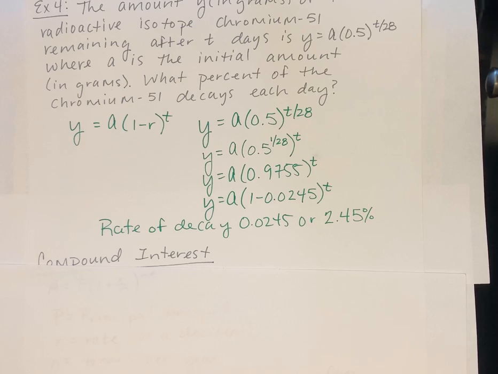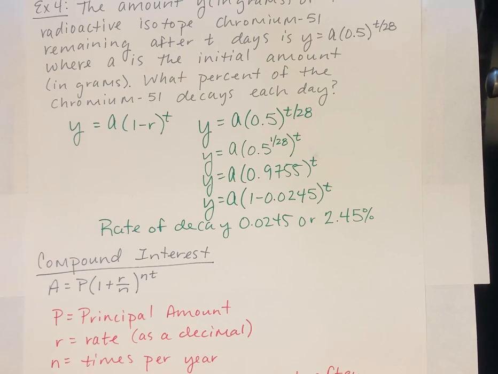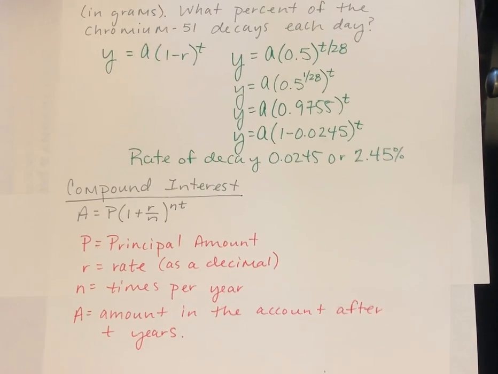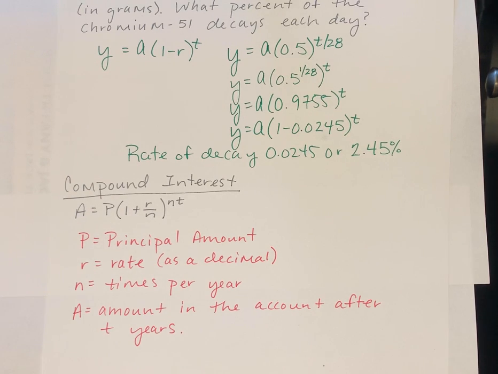One last topic we're going to talk about is compound interest. So that's a whole other formula. It's A equals P times 1 plus R over N to the N times T. So P is your principal amount, R is your rate as a decimal again, N is the times per year, and A is the amount in the account after T years. So we're just going to do an example of this.